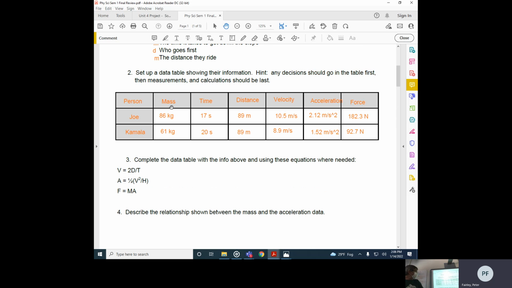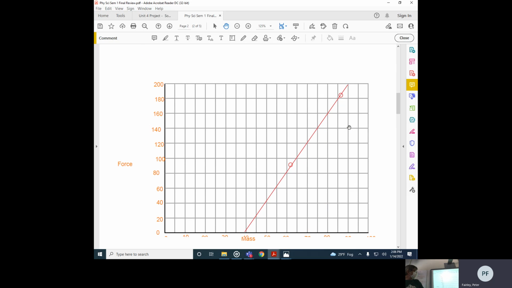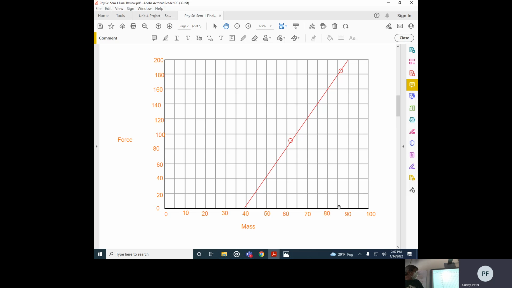From up here, I had to get his mass and his force. So this one was 86 mass, 182 force. We labeled them. It's not something I would really grade you on. I won't take any points off if they're not labeled. But there is one more thing that we do need to do that I would take points off if you choose not to do it.